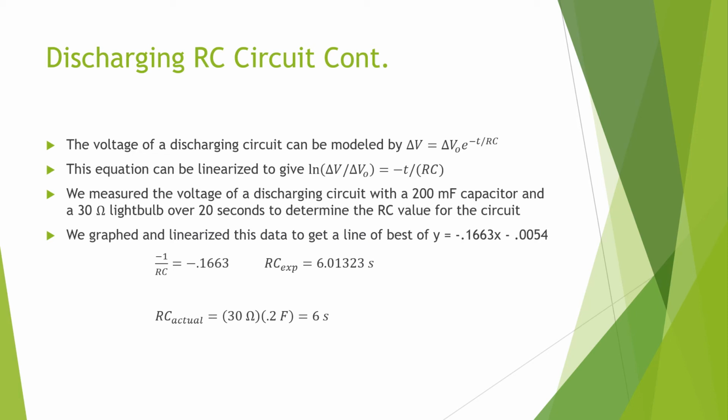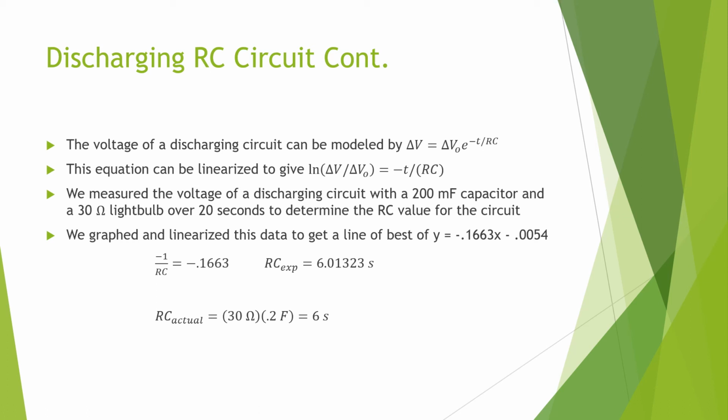The voltage of a discharging circuit can be modeled by delta V equals delta V naught times e to the negative t over RC. When linearized, this relationship can be graphed to easily calculate the RC value of the circuit. To graph this relationship, we measured the voltage of a discharging circuit with a 0.2 farad capacitor and a 30 ohm light bulb over 20 seconds to determine the circuit's RC value.